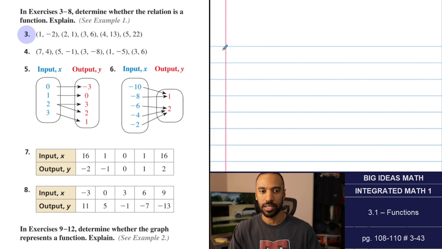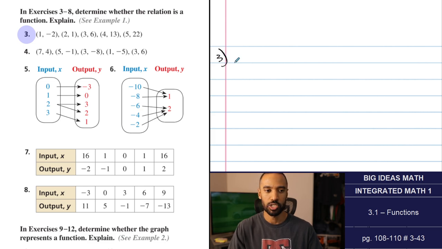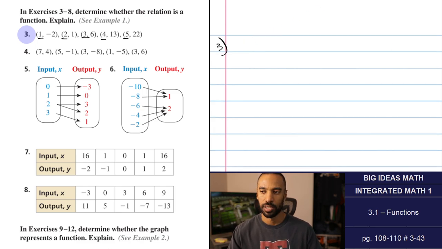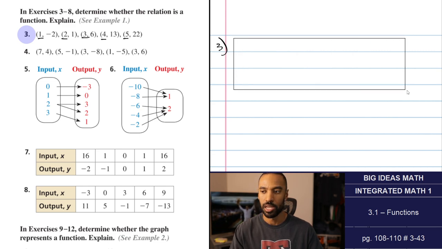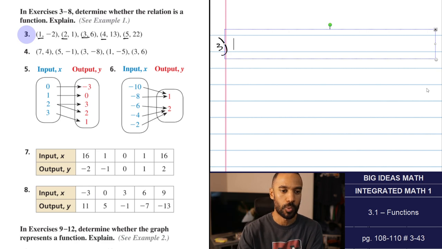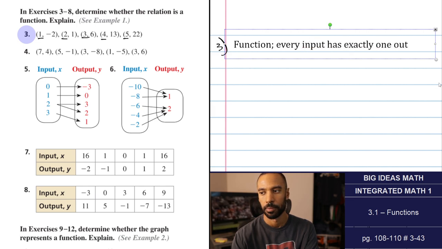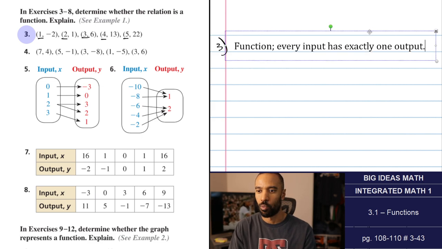In exercises 3 through 8, determine whether the relation is a function. Explain. I'm going to use what they have over here and represent it. In this table, and you need to listen to the lecture portion if you want to hear more as to why, I'm looking at the x's. I'm really seeing if there are any repeats. If there are no repeats, then it is a function. If there are repeats, there's potential for it to be not a function. With no repeats, 1, 2, 3, 4, and 5, this is a function. Every x, every input has exactly one output. That's every x has exactly one y.